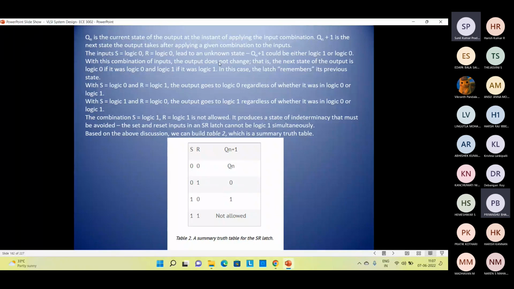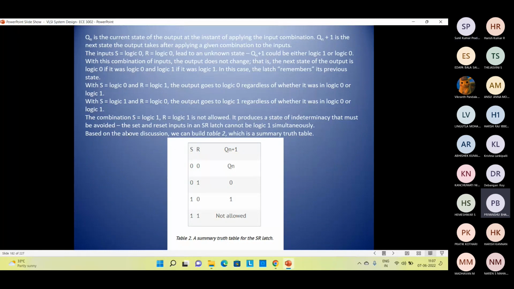Now, with S equal to logic 0 and R equal to logic 1, the output goes to logic 0 regardless of whether it was in logic 0 or logic 1. So, this combination, when S is equal to 0 and R is equal to 1, it will be logic 0. Similarly, with S equal to logic 1 and R equal to logic 0, the output goes to logic 1 regardless of whether it was in logic 0 or logic 1.